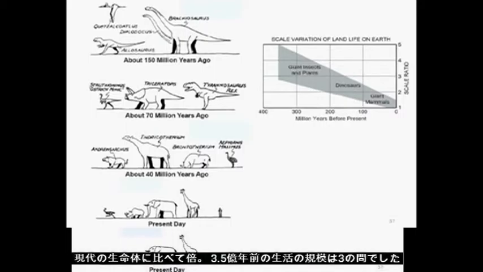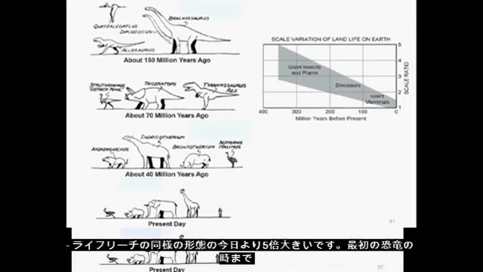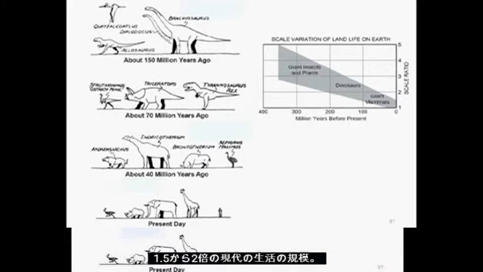350 million years ago, the scale of life was between 3 to 5 times greater than similar forms of life reach today. By the time of the first dinosaurs, this had reduced to between 3 and 2 times, and at the end of the dinosaurs' reign, it was 1.5 to 2 times the scale of present-day life.